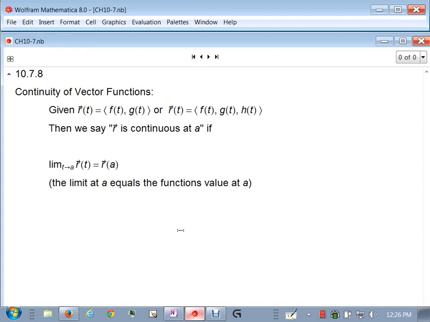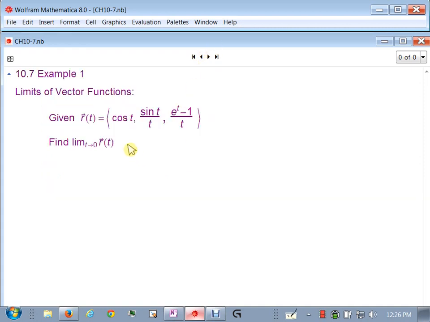So would this be continuous at 0? No, because it's not even defined at 0.